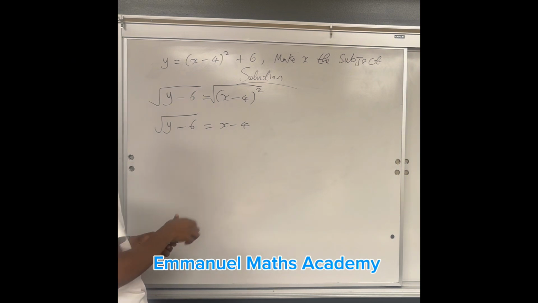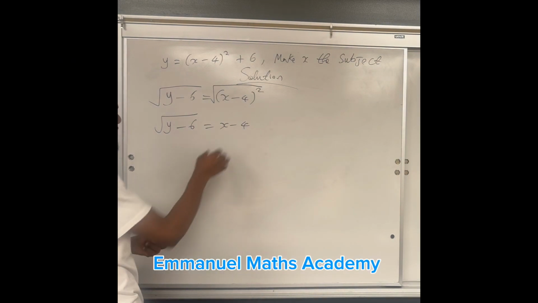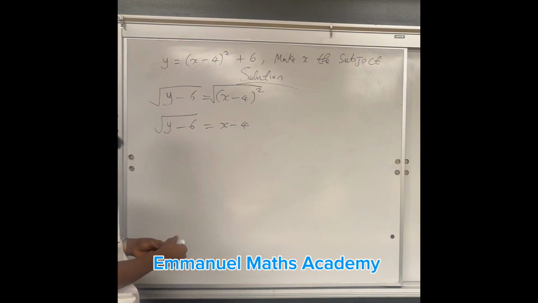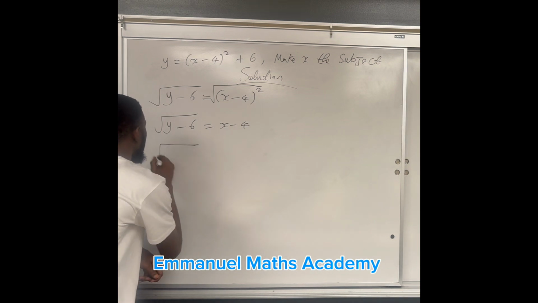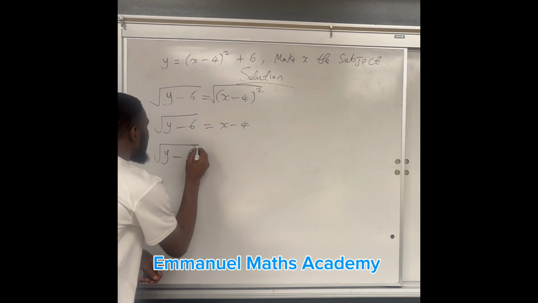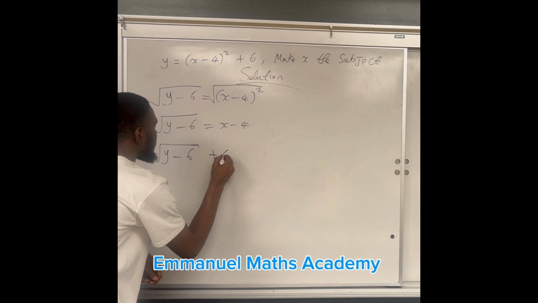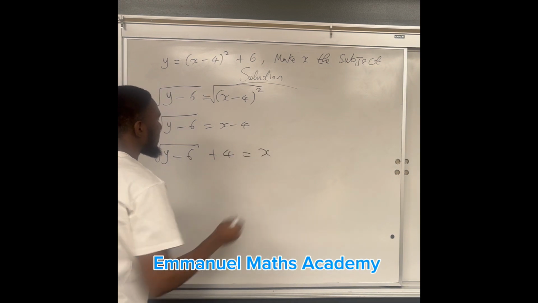So from this it is very simple. You bring this to this side again, you have the square root of y minus 6 plus 4 equal to x. As simple as that.